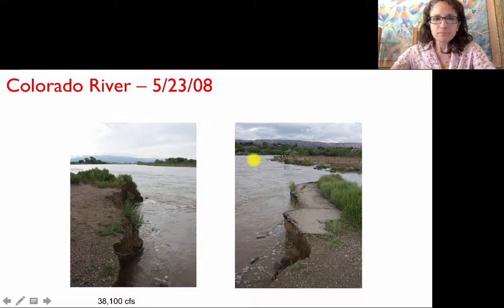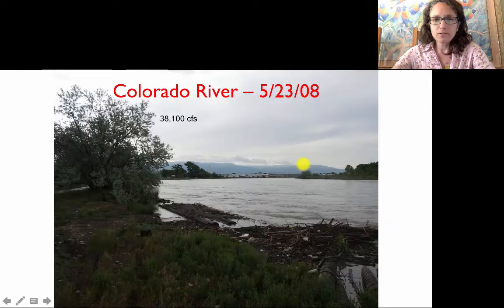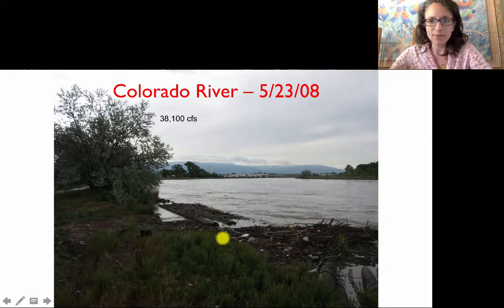So some more images. This is the parking lot at the Redlands boat ramp. All right, and some more views of those bank protection measures not exactly doing the job they were intended to do.